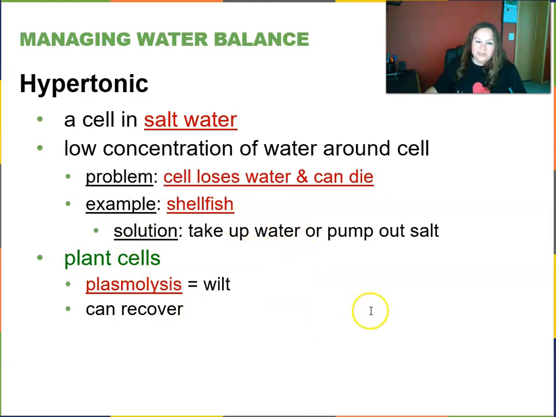So for instance, shellfish can take up water or pump out salt to help themselves with that. When you see a plant wilt, that means that their environment got too hypertonic. You need to water them. They can recover up to a point and become turgid again, but it all depends how long you let them live without their water.